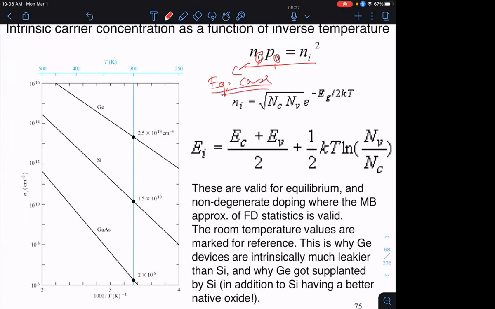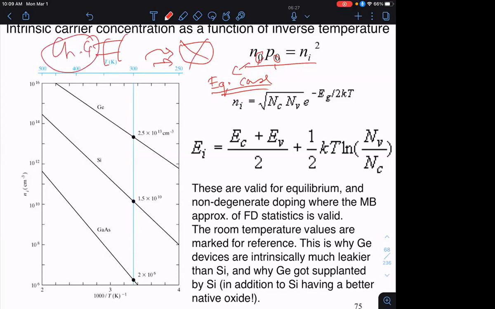Equilibrium means no carriers generated by, for example, a battery hooked up to the device, or no carriers generated by shining photons onto a semiconductor with a laser. So that could create additional electron hole pairs. Okay, so I'm not looking at such non-equilibrium scenarios. That's going to be discussed in chapter 4.